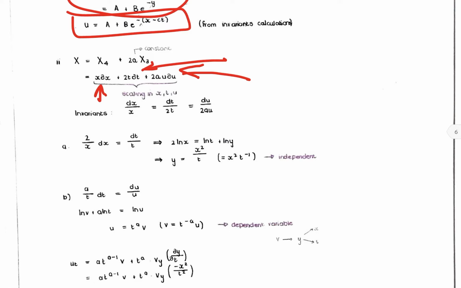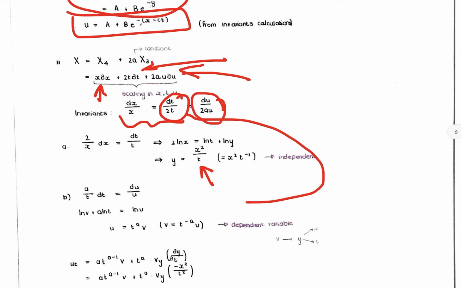So taking the first pair there, we end up with an invariant of that type, which will serve as the new independent variable, and then taking the combination with u and t, that we sort out in there, and we end up with a new invariant there. So y serves as the new single independent variable, v serves as the new dependent variable.